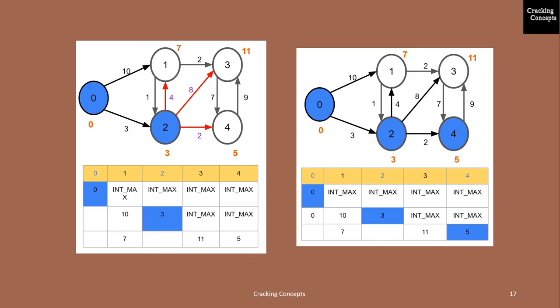Then looking into the edge to the node 4, we see that the distance will be 3 plus 2, which is 5. That is updated here, which is less than infinity. Then I'll take the minimum distance from this row, which is 5. I'll mark it and take the corresponding node 4 as visited.